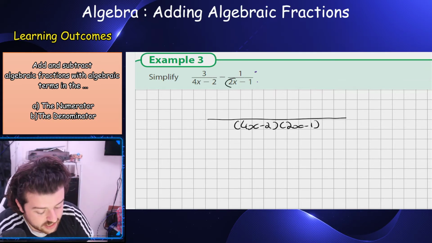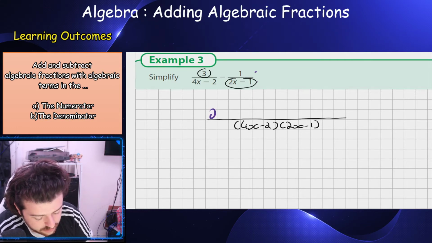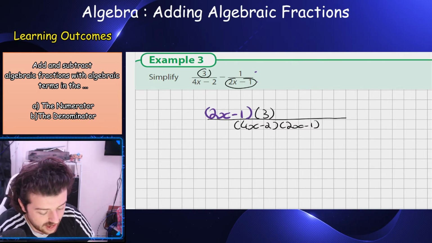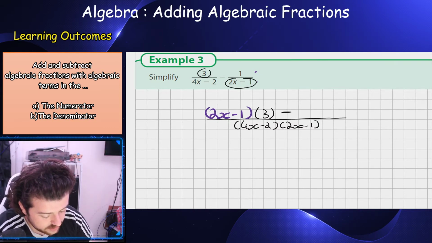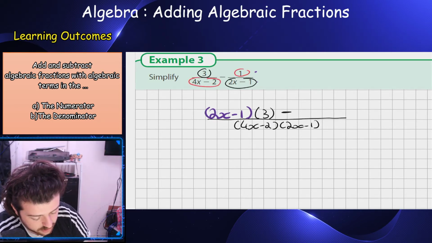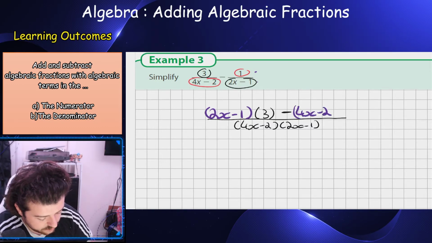So, then I get this 2x minus 1. I'm going to multiply that by the 3. So 2x minus 1 times 3. Then, remember, I bring down the sign I have, the minus. Then I get that 4x minus 2, and I multiply it by the 1. So it'll be 4x minus 2, make sure to keep the brackets, times 1.